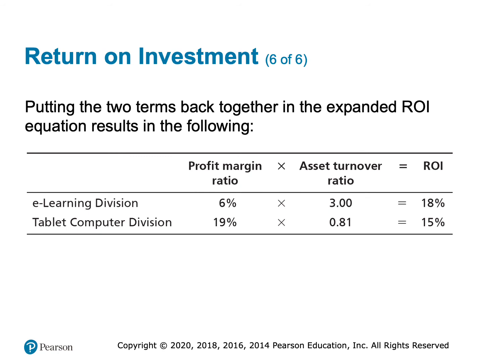When we put them together, you can now multiply the profit margin by the asset turnover to get our ROIs that we calculated earlier. So we can see that even though the e-learning division has the higher ROI, the reason they have the higher ROI is because of this asset turnover. What they need to work on is improving this profit margin. This is where they're falling short. The tablet computer division is really good at profit margin. They need to work on this asset turnover. They need to work at buying assets that are going to increase sales.